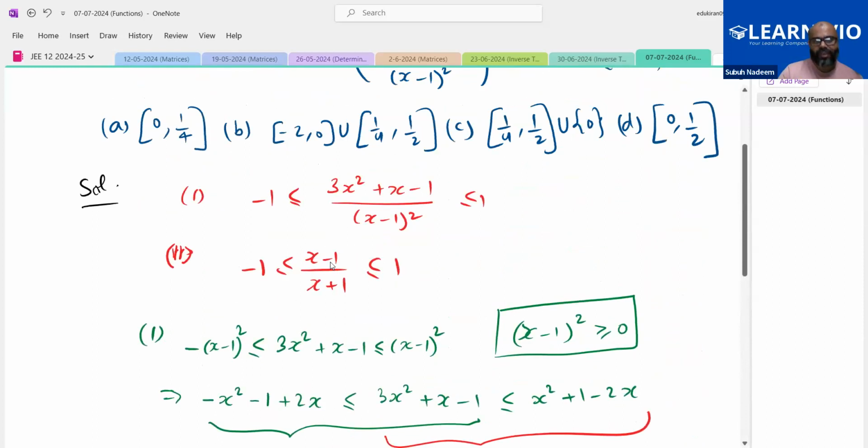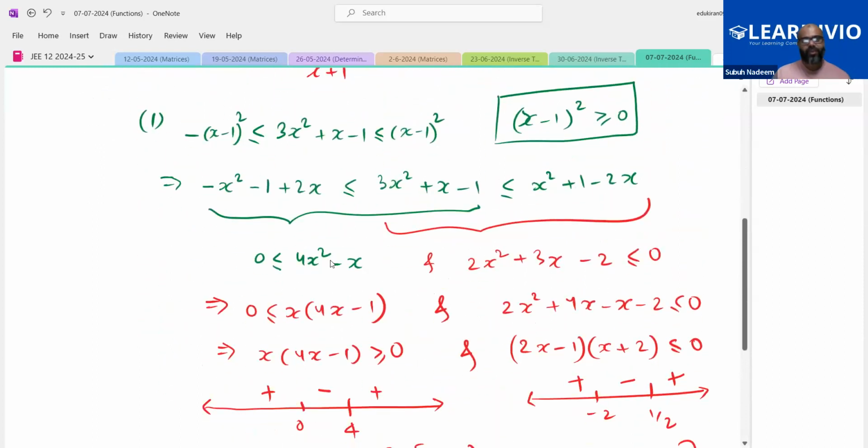Now you have to find for the second one. So first write for the first one.